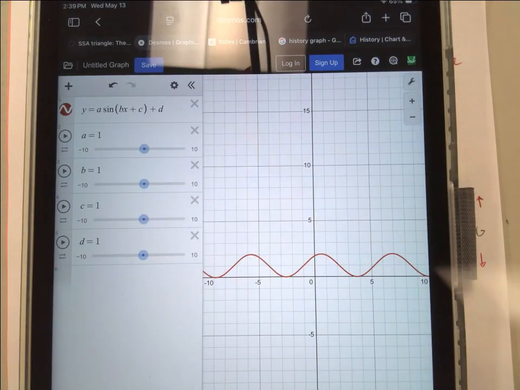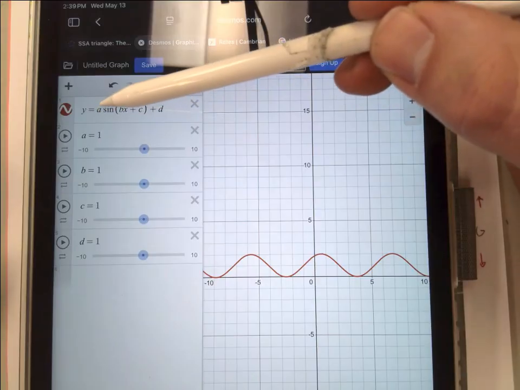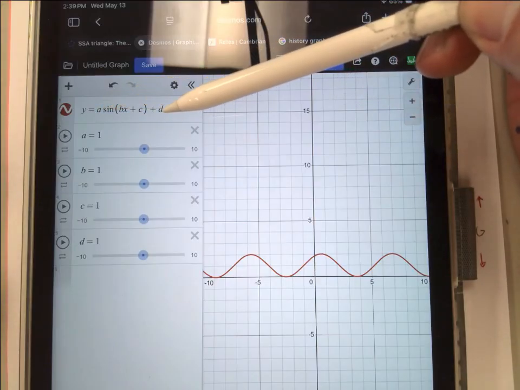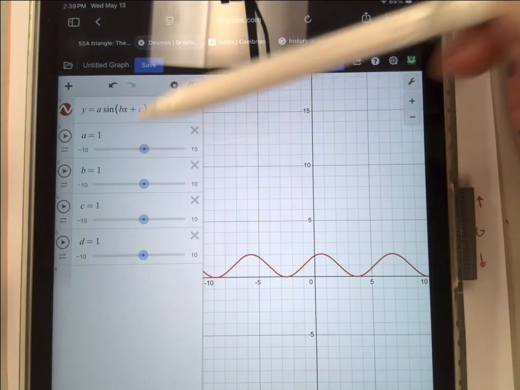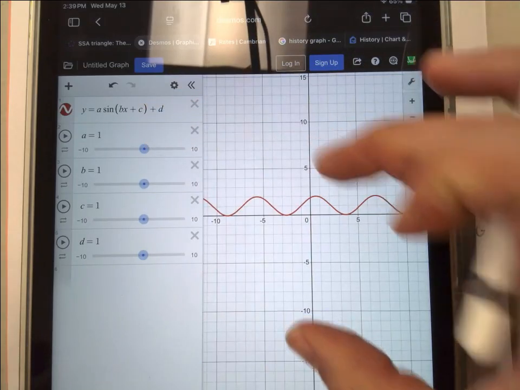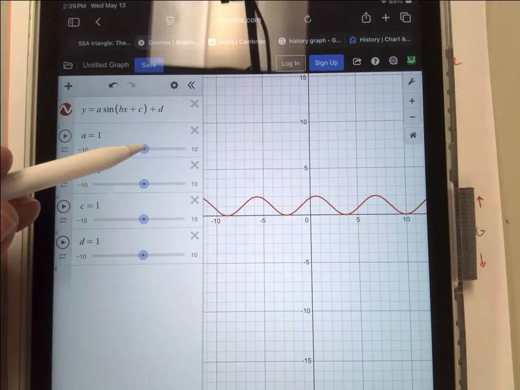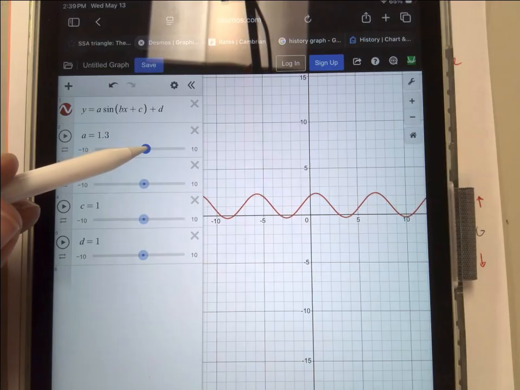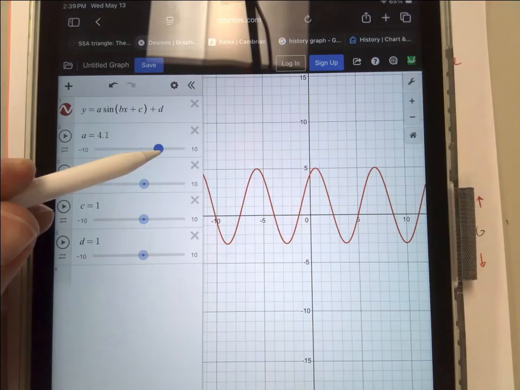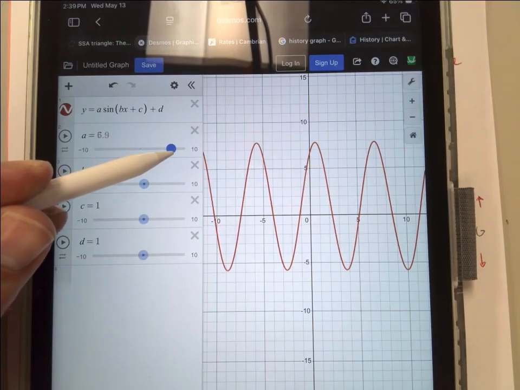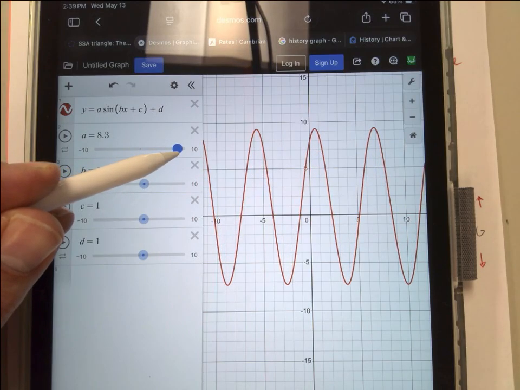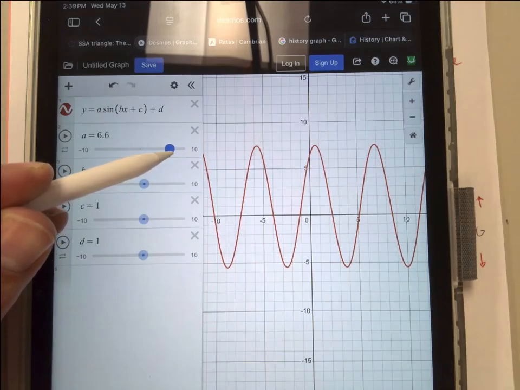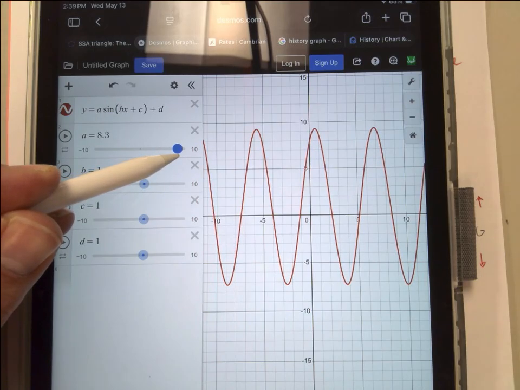Okay, so here it is. I typed in the generic form with letters that allows me to have some sliders. Let's see if I can make this work. If I were to change A, the bigger A gets, the taller and lower this thing gets. It stretches it both ways, right? Can you see that?